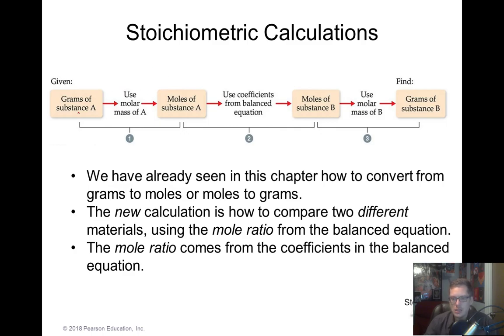Okay, so this is like the general outline of how one of these problems work. So you start with grams of substance, right? We'll call it A, and this gives us the molar mass of A, and then using the molar mass of A, we can convert it to moles of A, and then use the coefficients. This is also called the mole ratio, right? We can use the mole ratio to convert it to moles of substance B, and use the molar mass of substance B to convert it to grams of substance B. All right, so that we use that mole ratio in order to go from moles to moles.